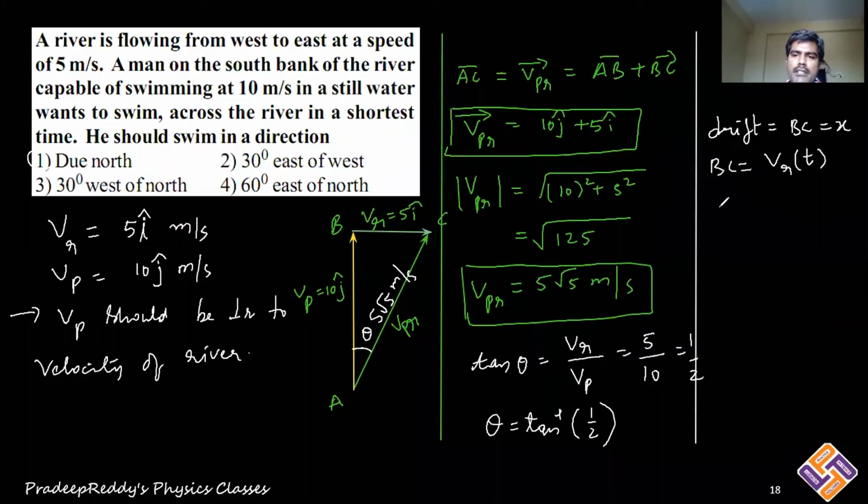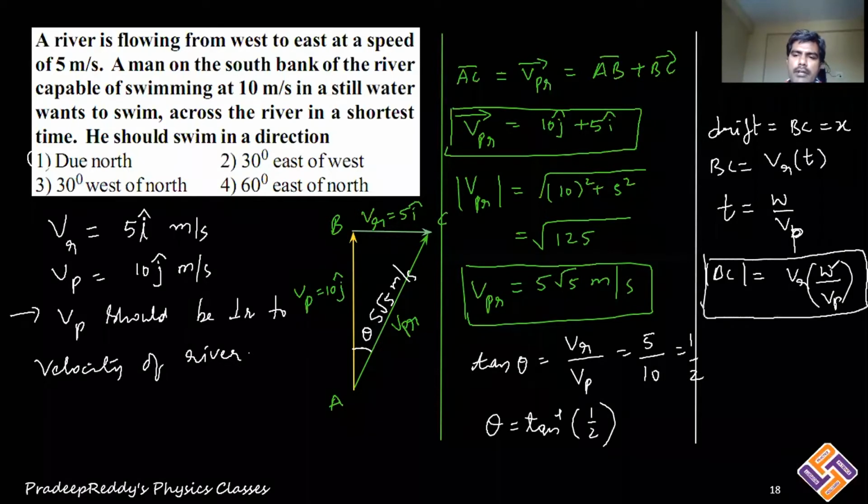So time taken is equal to width of the river divided by velocity of the boat. Velocity of the boat or velocity of the person is given to you. That is 10. But what about width? Width is not being given to you. So as width is not given, you will be just substituting the t over there. So BC magnitude is equal to velocity of the river into W divided by VP. This is what you can find out the drift.